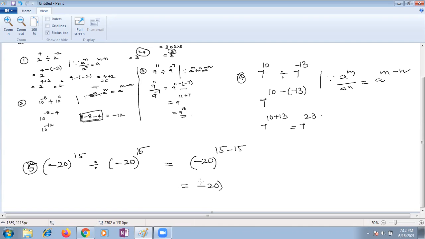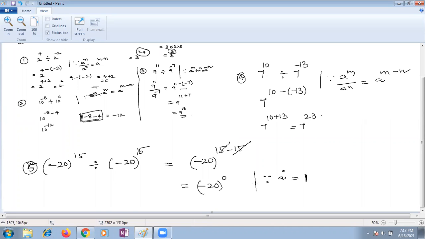If the power is 0, then the answer is 1. Which law of exponents? Ma'am, a power 0 equals 1. Any number raised to the power 0 is 1. That is nothing but a power 0.